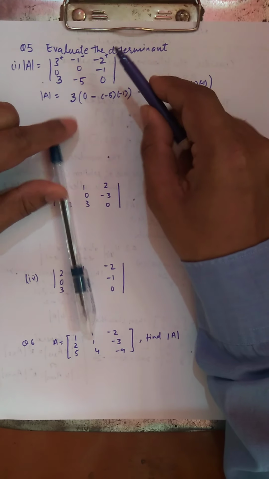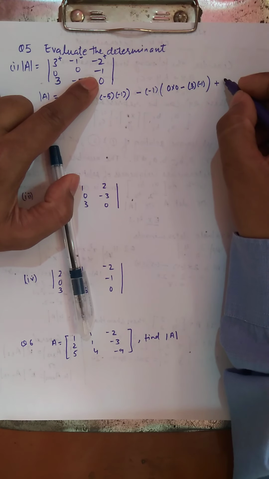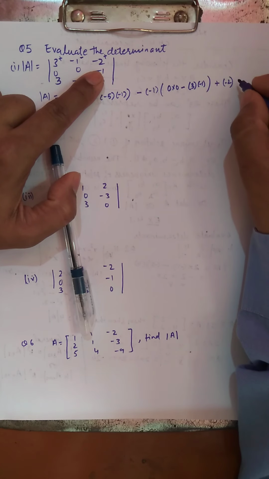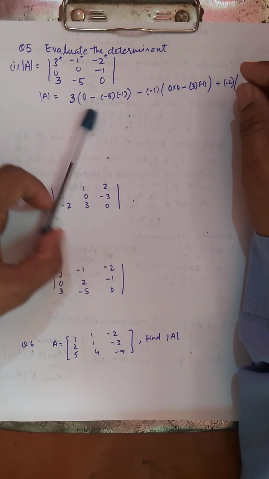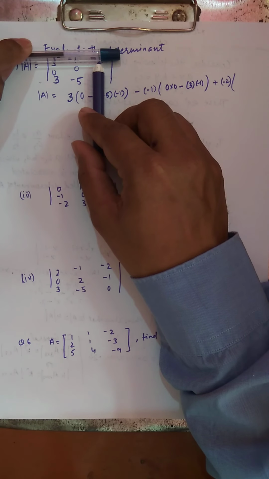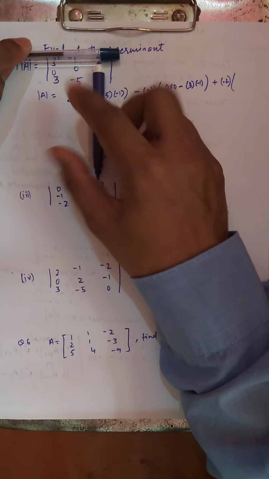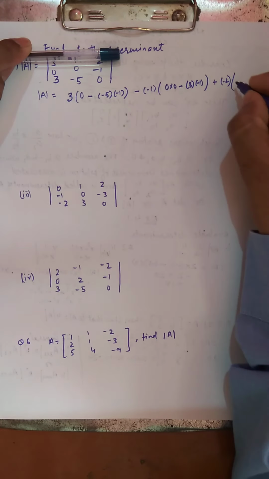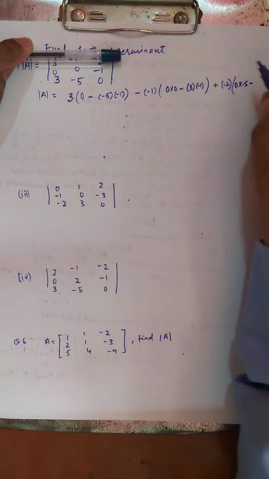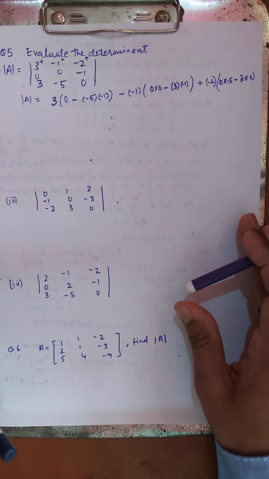Now come to this third value, take 2. This is 2, so we have to take plus sign, and this is minus to this element. Now calculate this. You hide row 1 again, and you hide column number 3. So the values left are 0, 0, 3, minus 5. So cross multiply: 0 into minus 5 minus 3 into 0. So now we have calculated this along row 1.